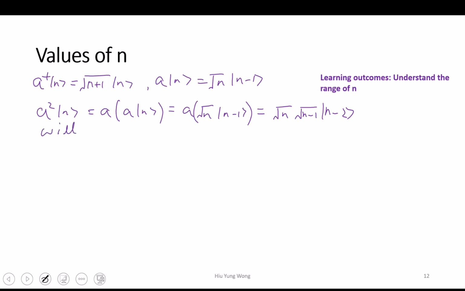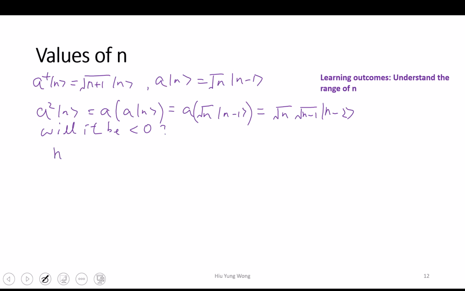Will it be negative? Just in this formalism, let's see if it can be negative. It doesn't make sense if it becomes negative. What is the meaning of a negative photon in the system? But let's see how we can prove it.